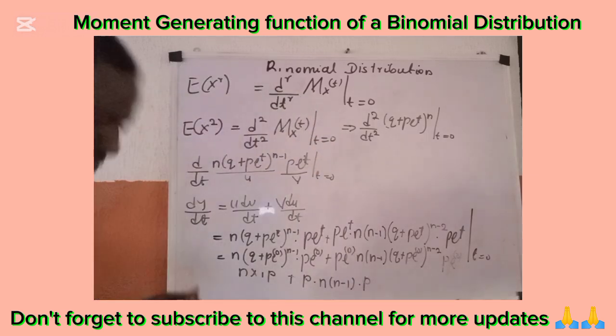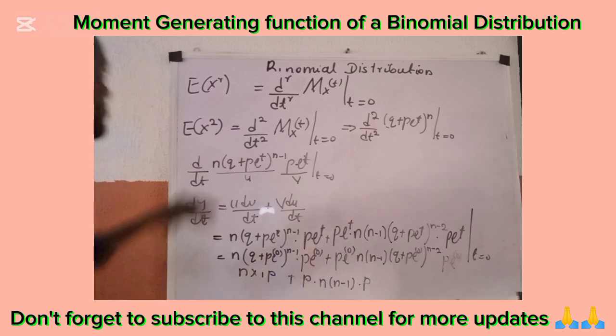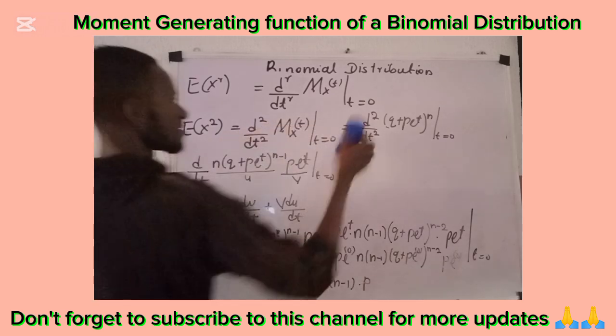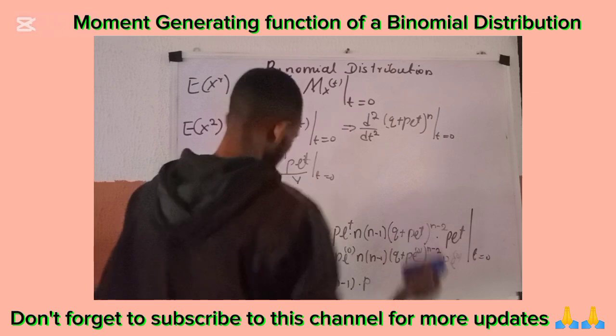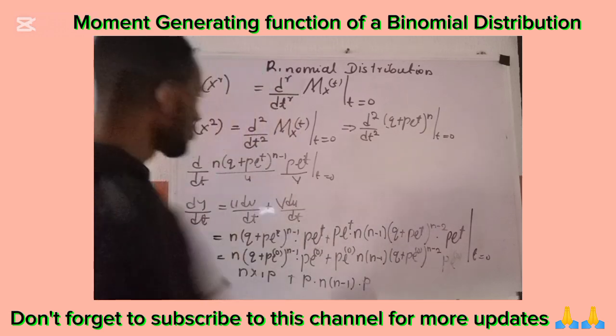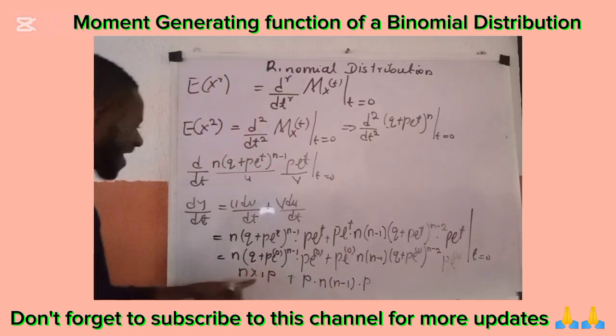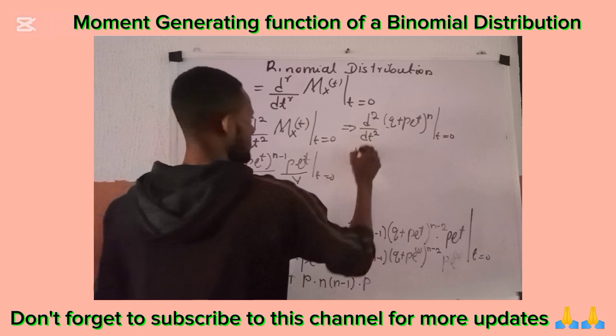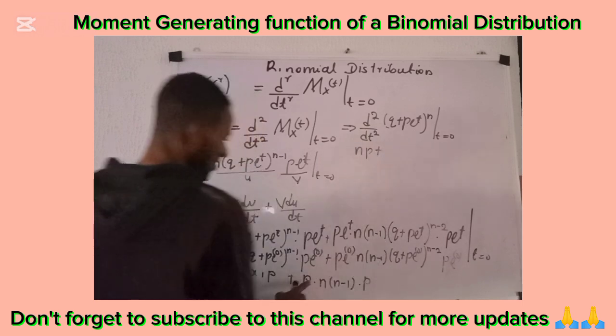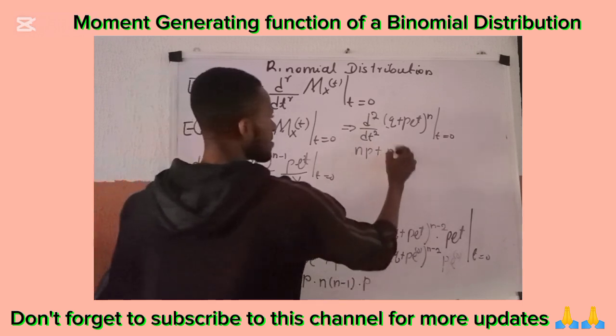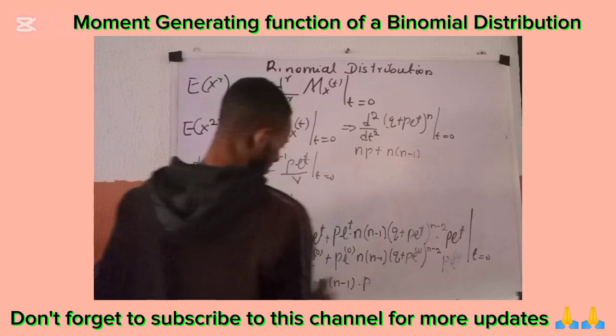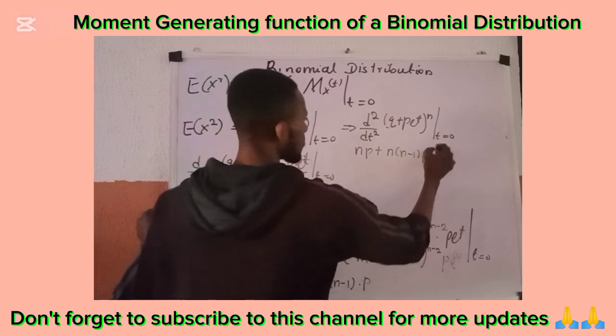Okay? So I will now quickly clean here. Permit me to clean this side. Okay, before I clean this side, let me use this space. Here will now give me NP plus this is my N into N minus 1, P times P will give me P raised to power 2.